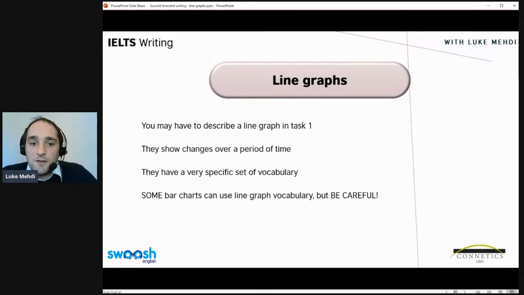They have a very specific set of vocabulary, and as we discussed in one of the previous videos, we looked at bar charts and the way that you handle bar charts. Look back at that video on the YouTube channel, because we do cover why you need to be very, very careful when you're applying line graph vocabulary to bar charts. And today we're going to look at some of the things that make line graph vocabulary a little bit different.